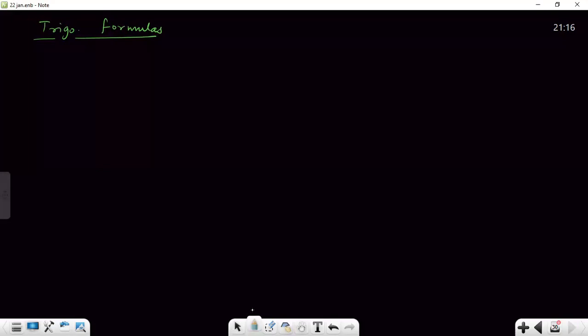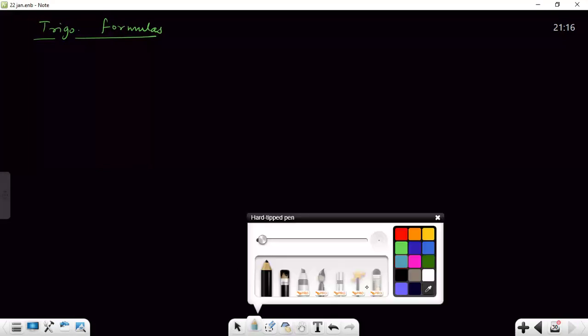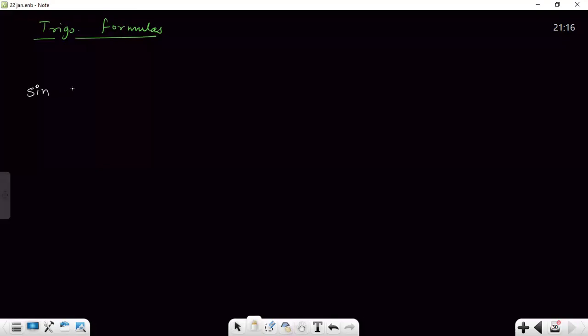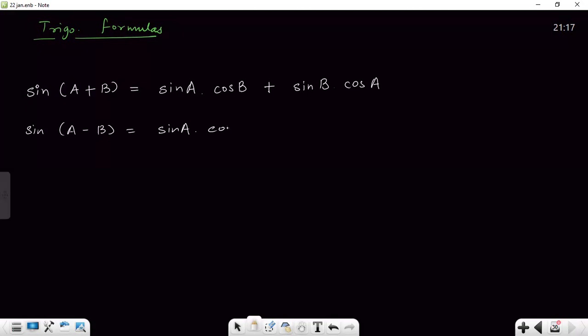Learning some trigonometric formulas, which are very important. Sine of angle A plus angle B is sine of A multiplied with cosine of B, added with sine of angle B multiplied with cosine of angle A. And similarly, if there is a negative sign, it is sine of A into cosine of B minus sine of B into cosine of A.